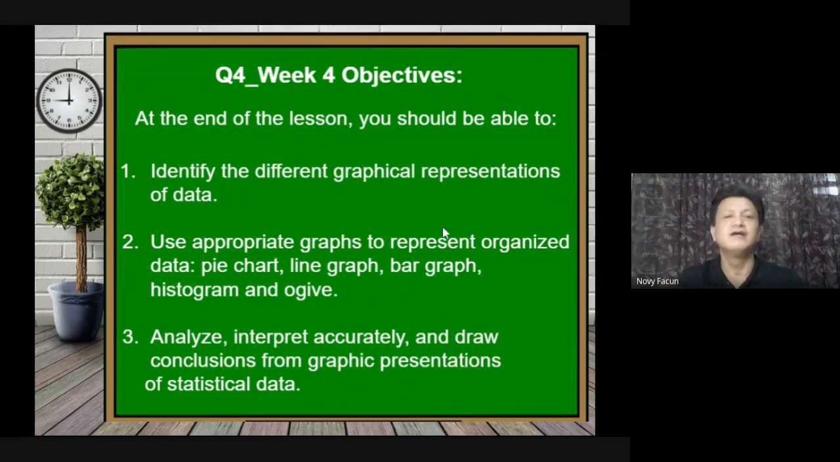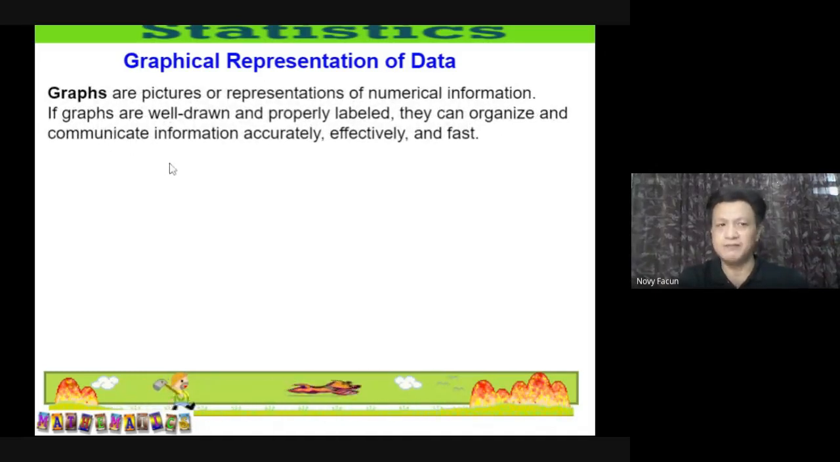Are you ready? Okay. So with that, let's define first what we mean when we say graphical representation of data. Ano ba to? So this is graphs or pictures or representations of numerical information. Di ba? As you recall, last time we discussed the frequency distribution. Okay, that is naka-tabular format. But today we are focusing on how to summarize the data using the different charts or graphs. Okay, but take note, kailangan yung ating gagawin ay naka-organize at madali nating makita ang ating summary.